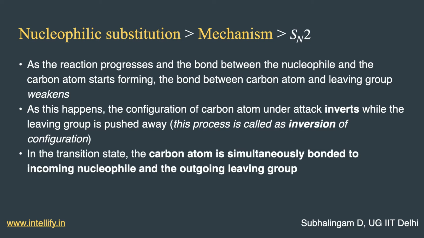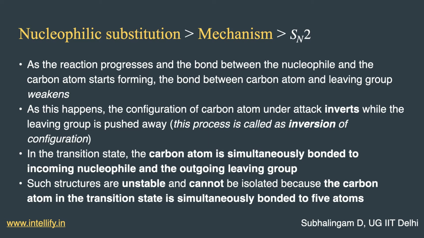In the transition state, the carbon atom is simultaneously bonded to the incoming nucleophile and the outgoing leaving group. Such structures are unstable and cannot be isolated because the carbon atom in the transition state is simultaneously bonded to 5 atoms. So this was the summary of the reaction mechanism.